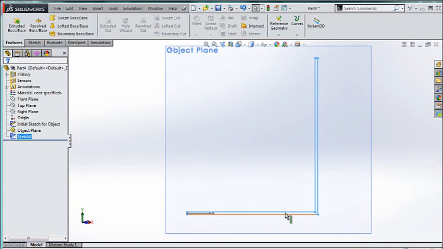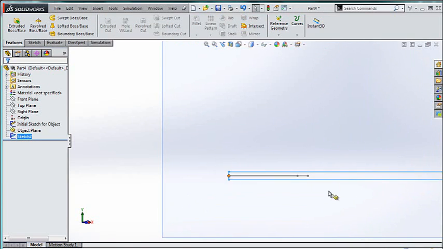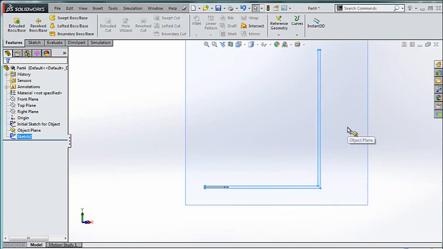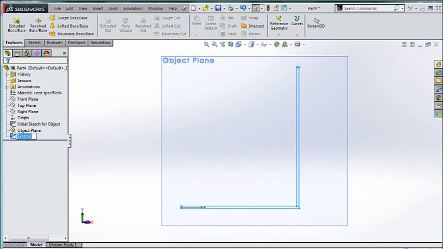So really, instead of doing one or the other, which would potentially mar my results, I'm going to split the difference by picking the midpoints and doing it in between the midpoints. So now I have my initial sketch. So this is my basic object sketch.